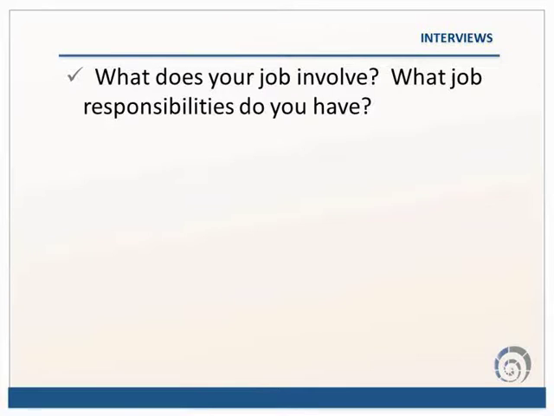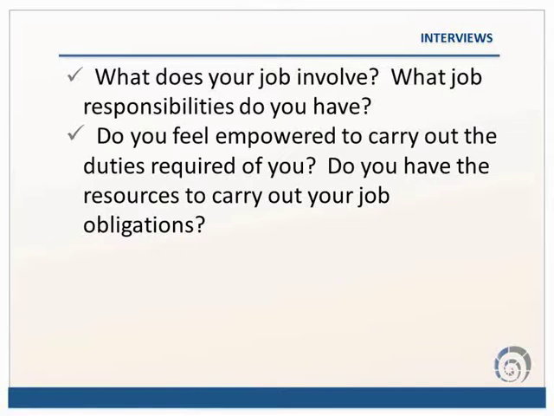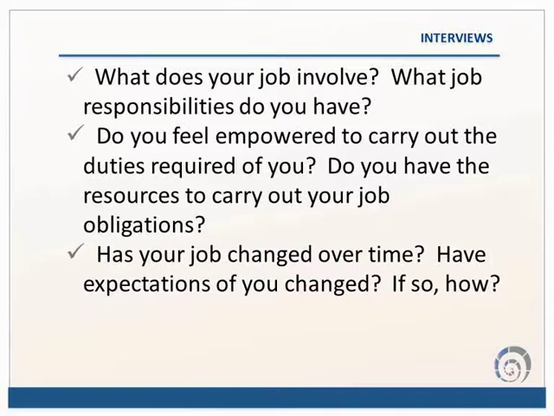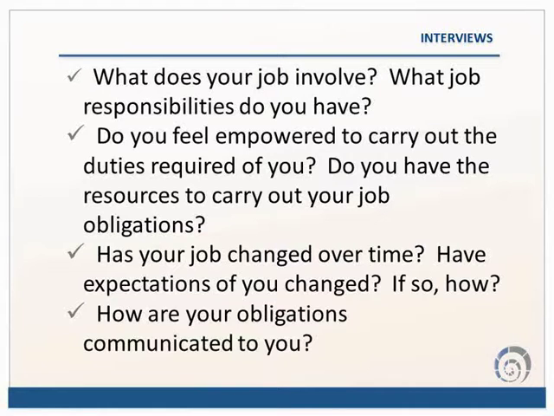They will need to be adapted according to who the facilitator is speaking with in order to clarify the information you hope to obtain. What does your job involve? What job responsibilities do you have? Do you feel empowered to carry out the duties required of you? Do you have the resources to carry out your job obligations? Has your job changed over time? Have expectations of you changed? If so, how?